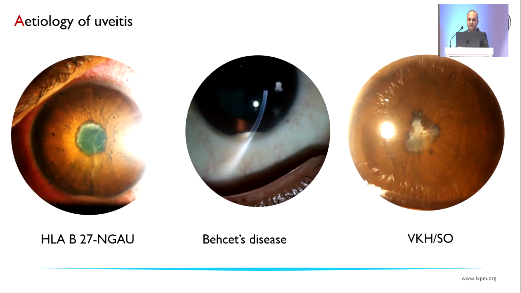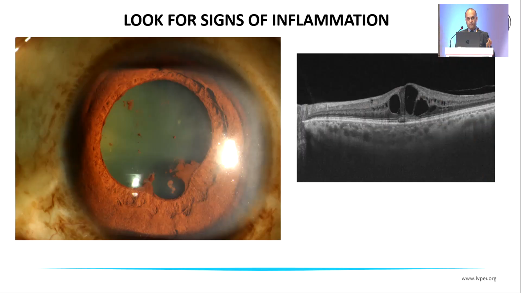On the other hand, we have had patients where there was an active toxoplasma and an active uveitis going on, so you need to take care of them. Non-necrotizing anterior uveitis, Behçet's, and VKH and sympathetic ophthalmia are the other etiologies that you need to keep in mind. Essentially, the point is that you should be aware of the etiology of the case that you are handling at this point of time. Look for signs of inflammation.